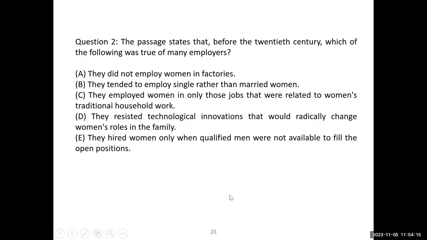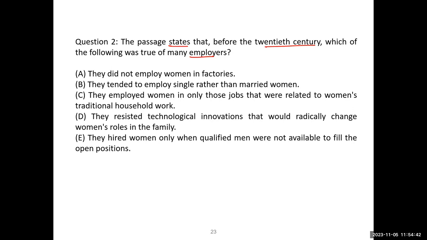The passage states that. States means supporting idea question. The passage states that before the 20th century, which of the following was true of many employers? Now, if I don't know the answer, I will pick up anything. I can pick up employers. I can pick up 20th century. What does the passage state? That before the 20th century, what was true of many employers?